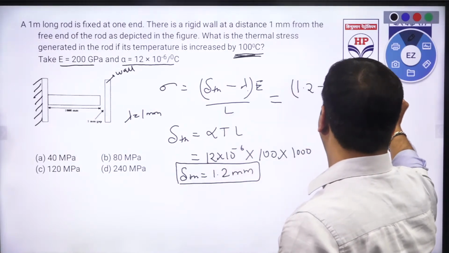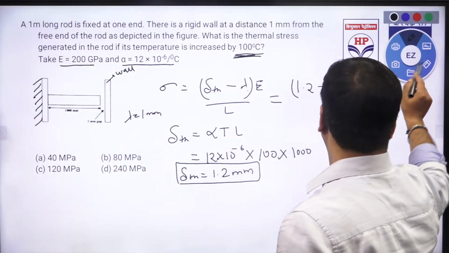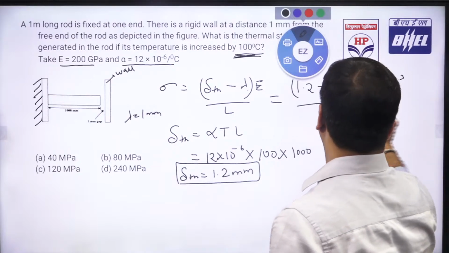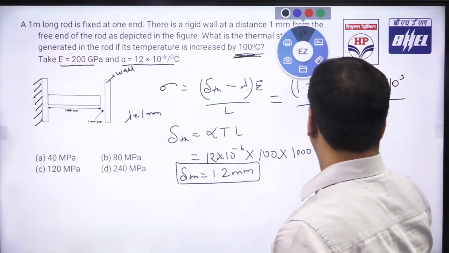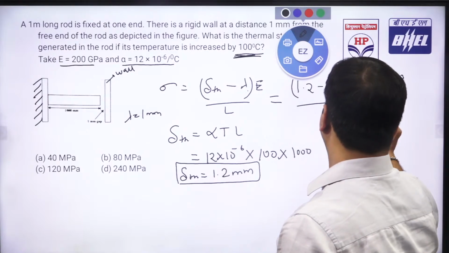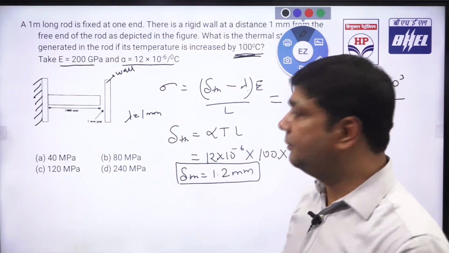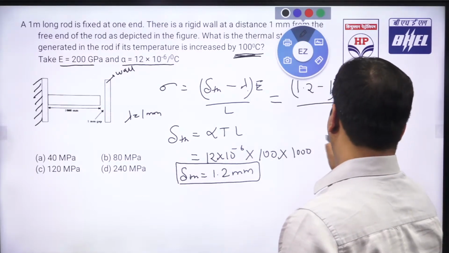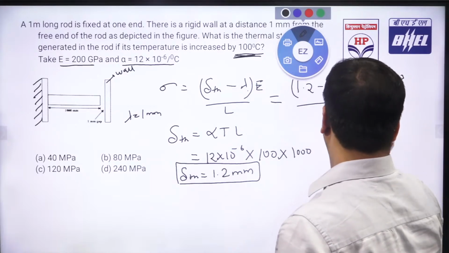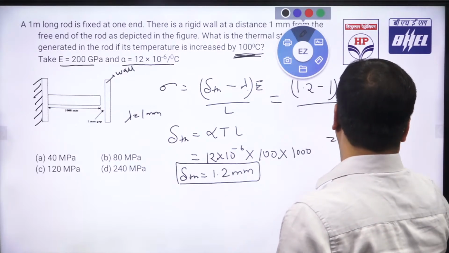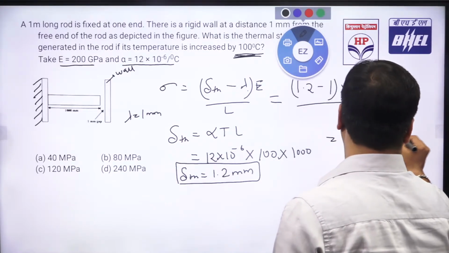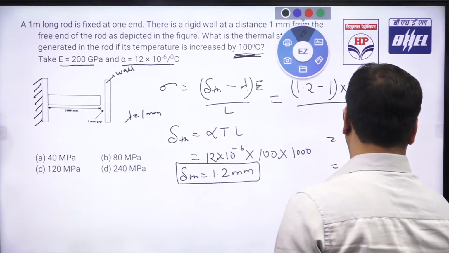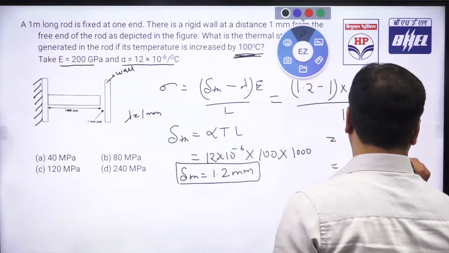So we write 200 into 10 to the power 3. Now this is in megapascal, so convert into megapascal. What is the value of L? L is again 1000, because we are writing the terms in mm, so we write 1000 mm. Now the answer is 0.2, this is cancelled with this, multiplied by 200, and the unit is megapascal. The answer came to be 40 megapascal.